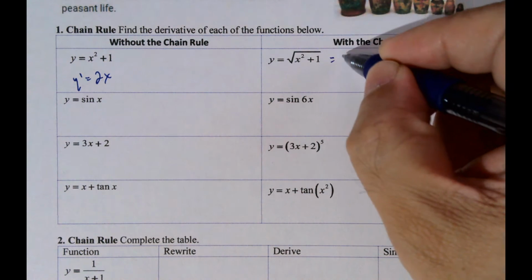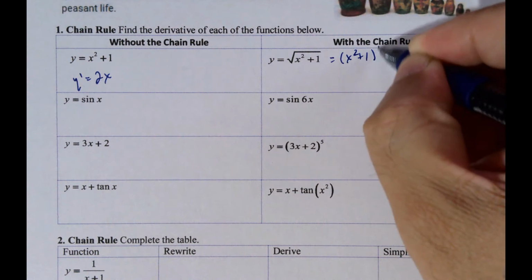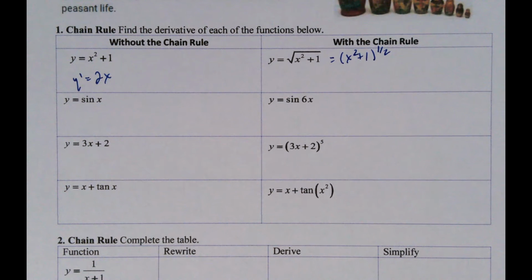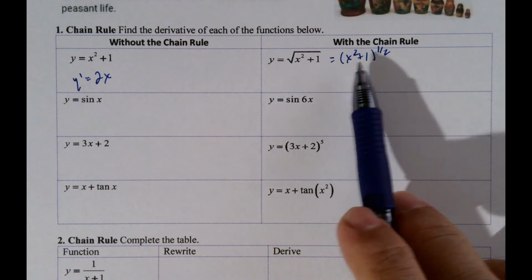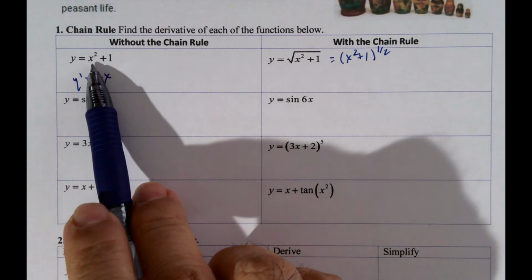Here, I'm going to do a rewrite first, x squared plus 1 to the 1/2. So the outside function is the exponent of 1/2. The inside function is what we had here, right? The x squared plus 1.